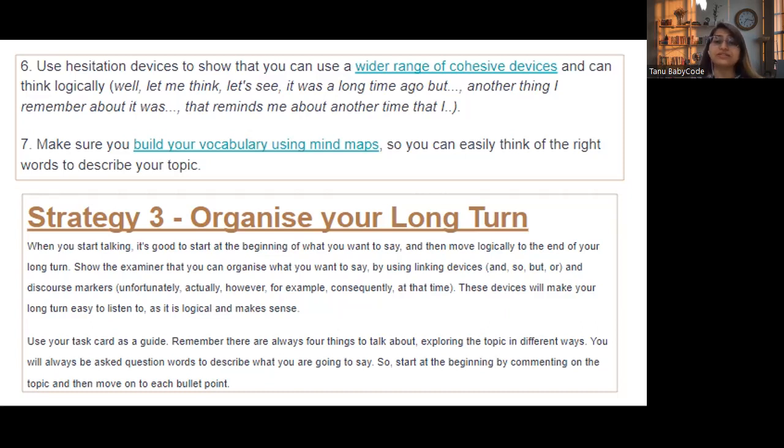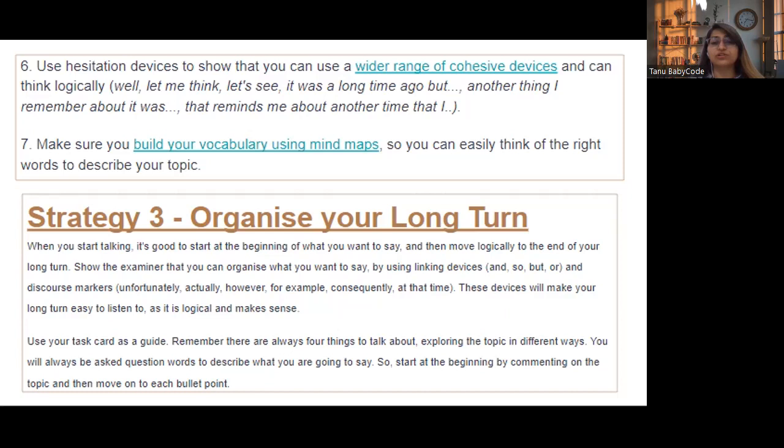You can also use discourse markers: unfortunately, actually, however, for example, consequently, at that time. These devices will make your cue card easy to listen to, and it makes it more logical and sensible also. Use your cue card as a guide.